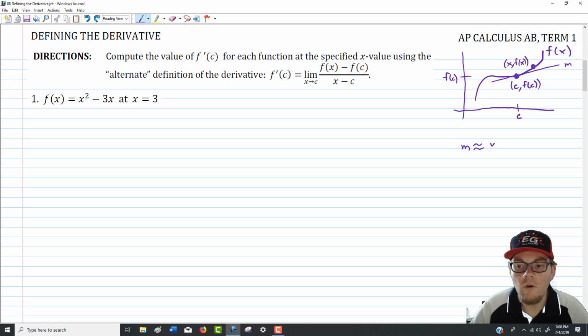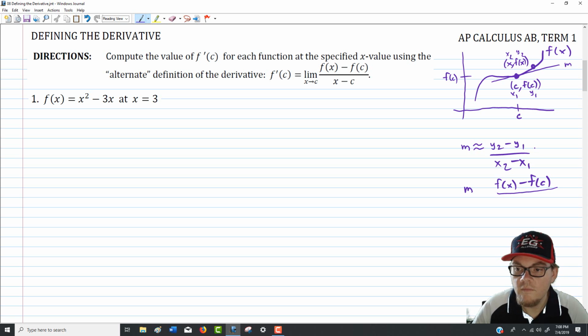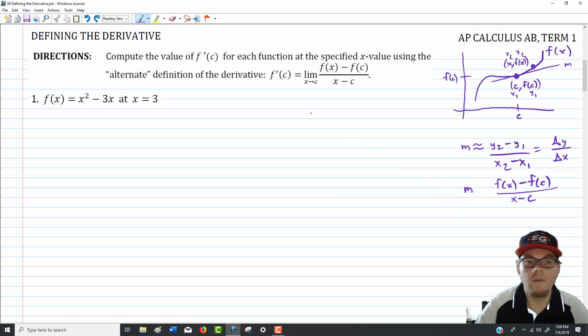That slope would just be, of course, y2 minus y1 over x2 minus x1. But in our particular case, those values are f of x minus f of c. Again, I'm going y2, y1, and then of course x2, x1. So that's our change in y. And again, if you'll recall, that's just change in y over change in x. Down below we'll have x2, which is x, minus x1, which is c. And so this would normally be our approximate value of the slope.